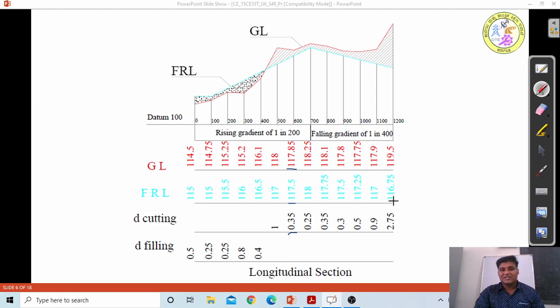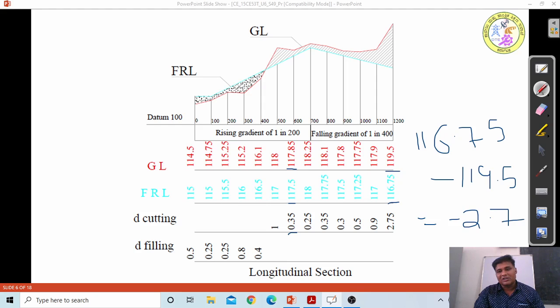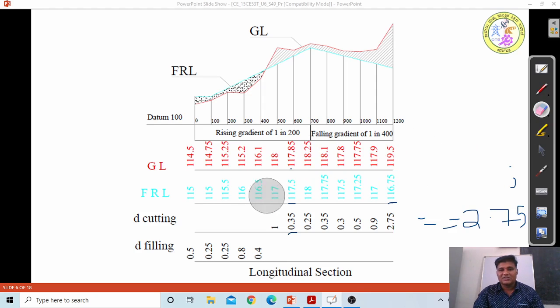And also you can see in this case formation level is 116.75 minus the ground level, 119.5. You will get minus 2.75. Since it is negative, it will be written in cutting, 2.75 meter.